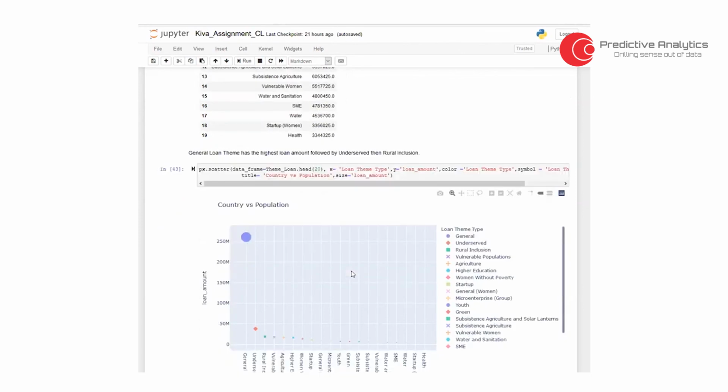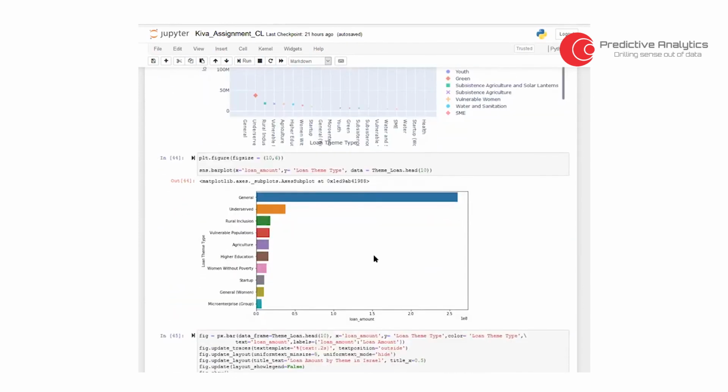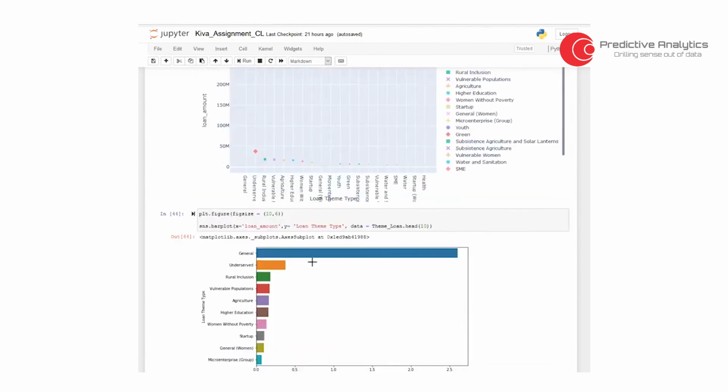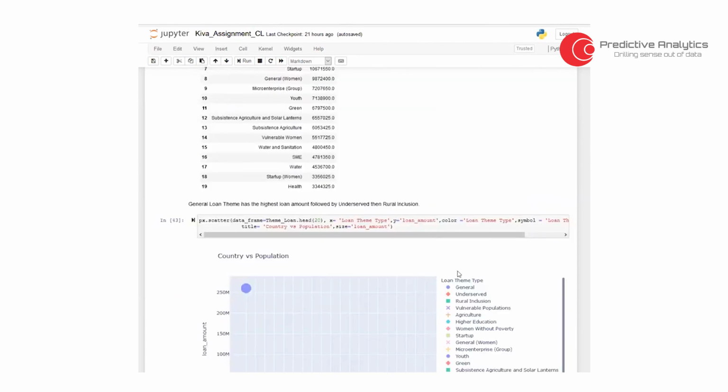Then what I decided to do here was three things. First, I wanted to do a scatter plot and see how it appears. You can see general appears bigger, followed by underserved. Then the rest are just smaller, in terms of loan amount.